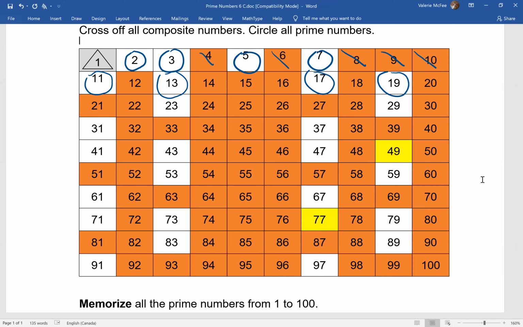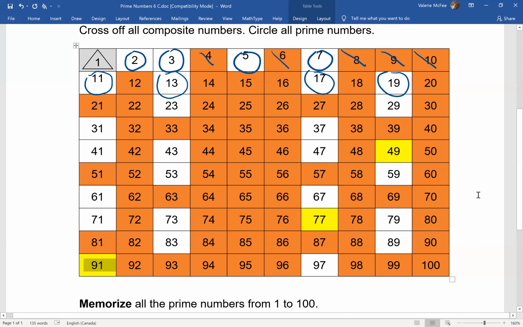Do we have any other numbers that we can get rid of here? We have to get rid of one more. There are only 25 prime numbers less than 100. So here's a hint. There's only one prime number in the 90s. 97 is 7 times 13. The remaining numbers here are the prime numbers less than 100.